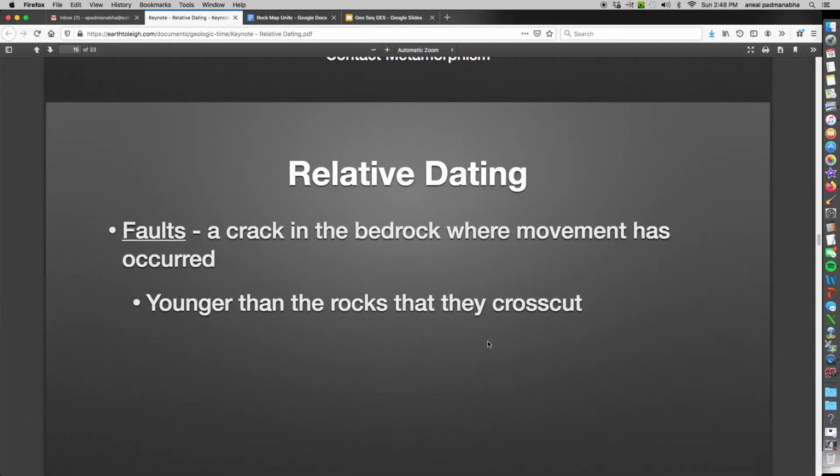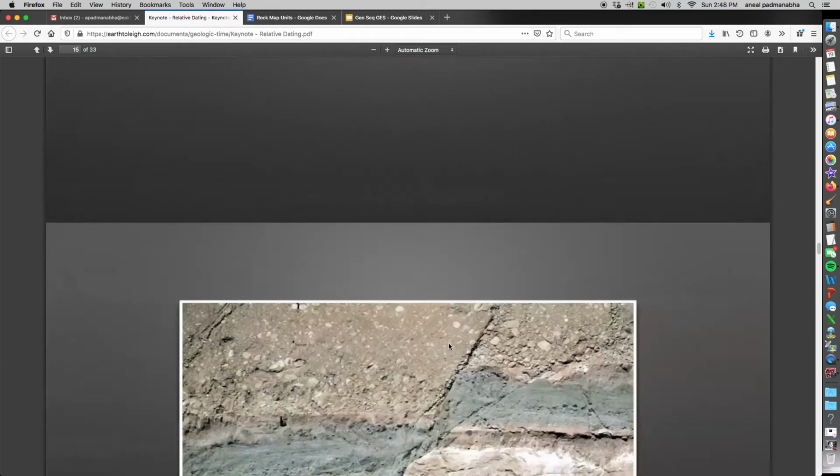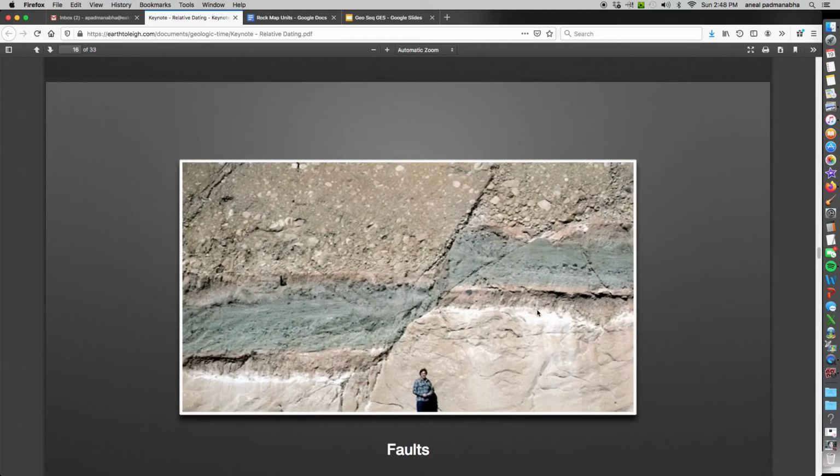Faults: a crack in the bedrock where movement has occurred, younger than the rocks that they cross-cut. So what does this mean? Well, you have to have a rock there to break it. So that means that the rocks were there first and then the fault. I think we should be able to see an example of this one. So here are these rocks. This one was deposited, then that rock was deposited, then this rock was deposited, and this rock was deposited. And then it was broken by the fault.